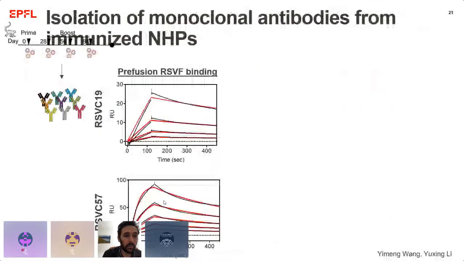So lastly, I will just go very quickly over this. We also studied at the molecular level which type of antibodies were being elicited in these non-human primates. And so we isolated 2 different antibodies, one of them called RSV C57, the other one RSV C19.